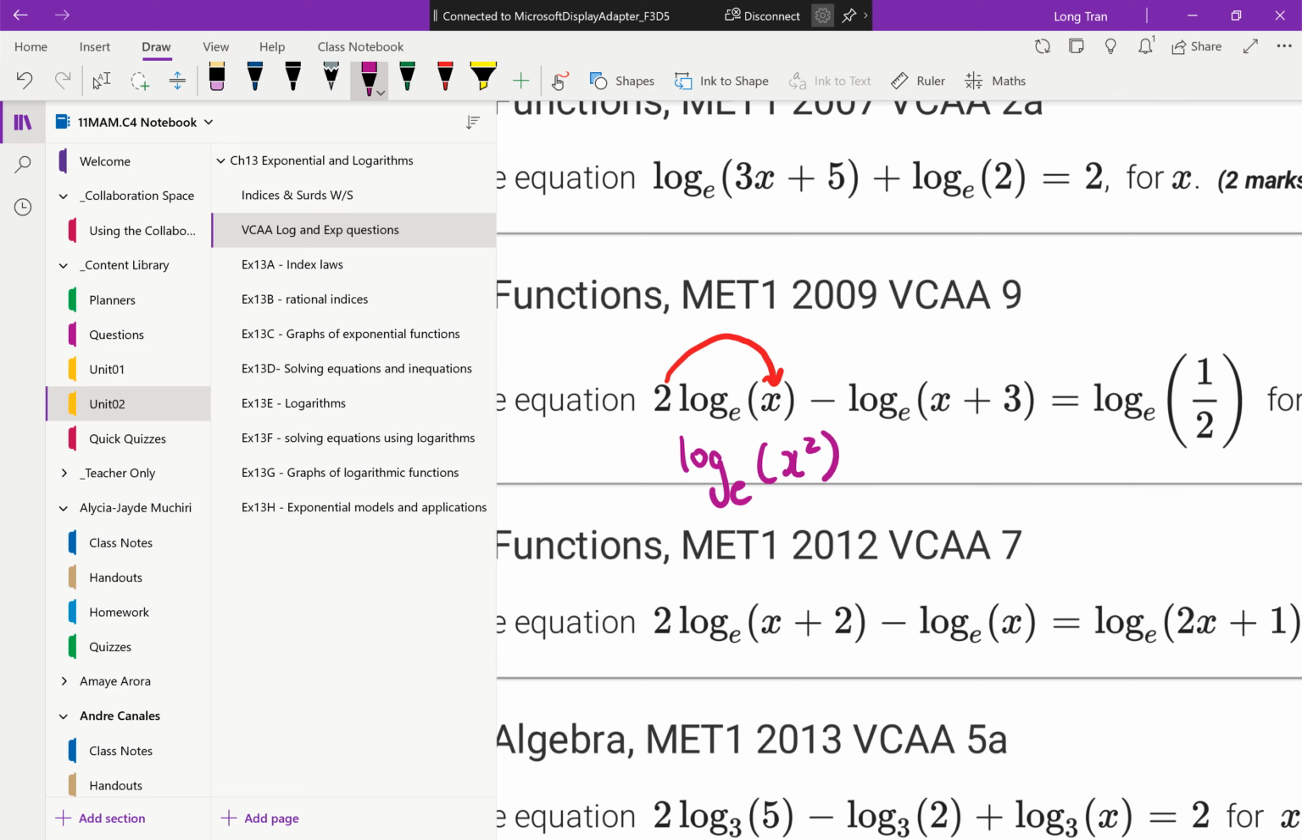See, I'm using rule number 3, where it said p can be reversed to being m to the power of p. That's what I'm doing there. So now you've got log e of x squared minus log e of x plus 3. That's okay to use rule number 2 now. There's nothing wrong. Rule number 2 says if you've got log e with the same base minus another log e with the same base, you can then say with subtraction, you'll be doing x squared divided by x plus 3.